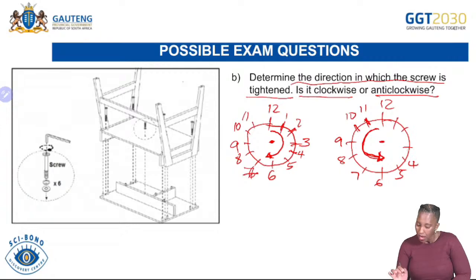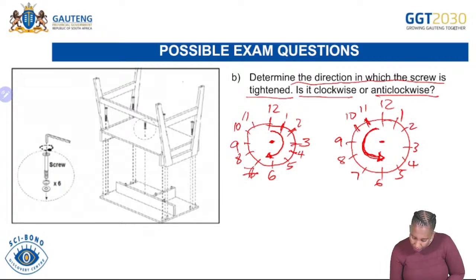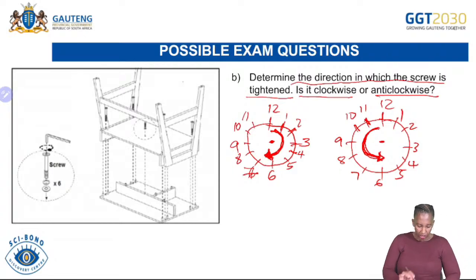You can see now, I am doing the opposite. 4, 3, 2, 1. I am going anti-clockwise because I've started from 12 and then going this way. We call it anti-clockwise. But if I start from 12 going this way now, in this direction, we say it is a clockwise direction.